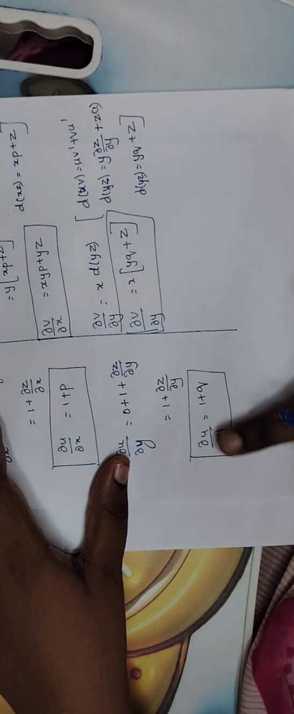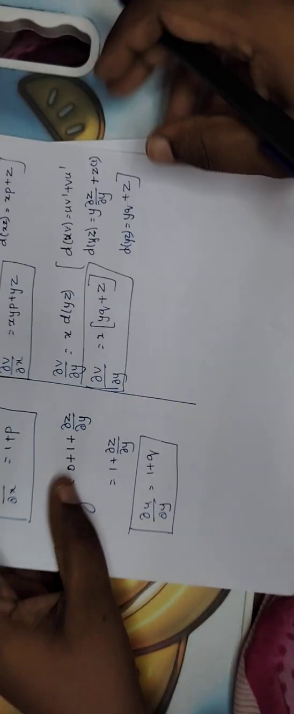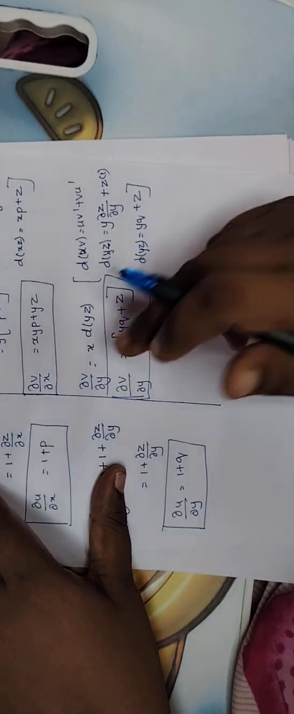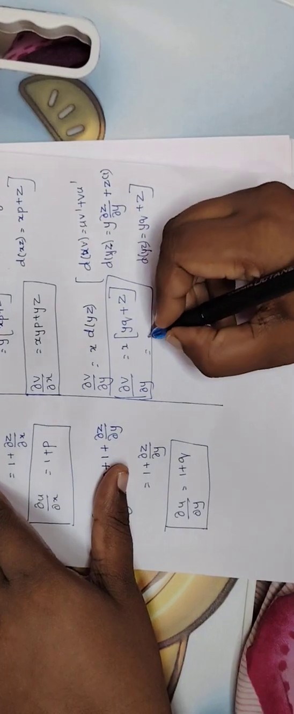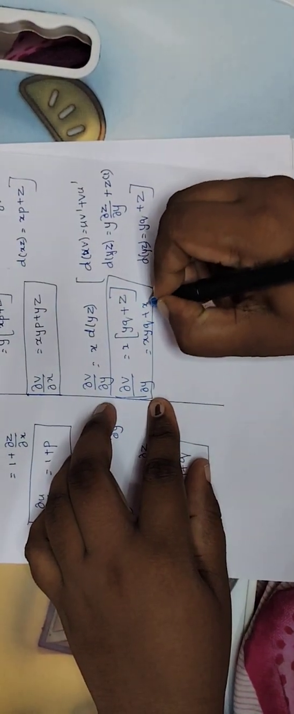∂u/∂x, it is nothing but 1 plus p. ∂u/∂y is 1 plus q. So I'll write here 1 plus p, 1 plus q. Okay. And then I'll write the value of ∂v/∂x, ∂v/∂y. ∂v/∂x, it is xyp plus yz, and here ∂v/∂y is xyq plus xz. Okay, I'll write this value now.